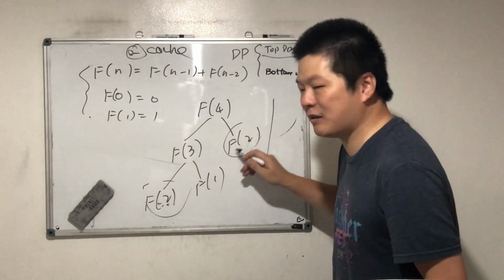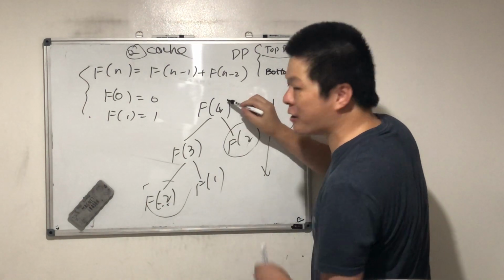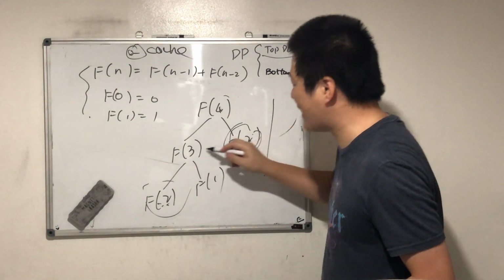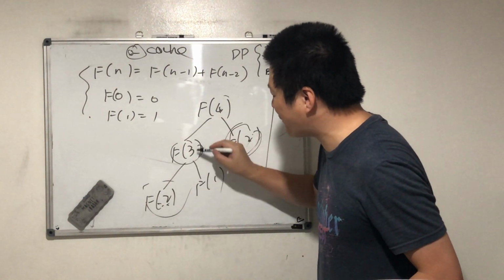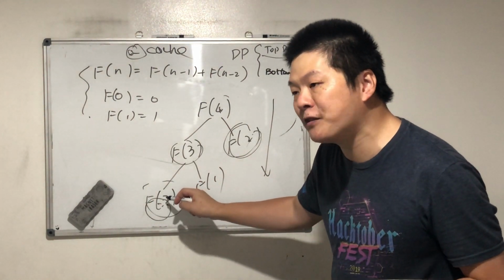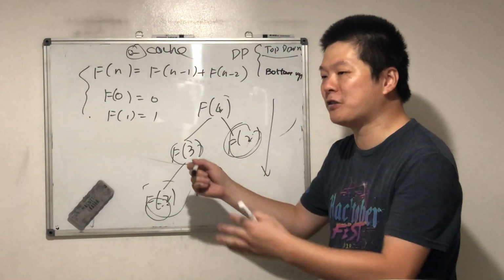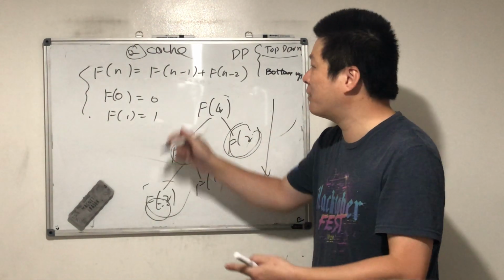So F2, once calculated, we save it. So next time, if we want to calculate F4, we know F2. And then when we calculate F3, we need F2 again. So do we need to calculate this F2 again? No, because we already calculated it here. So instead, we just look it up in a notebook, which is the cache.